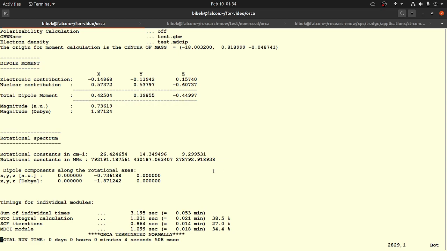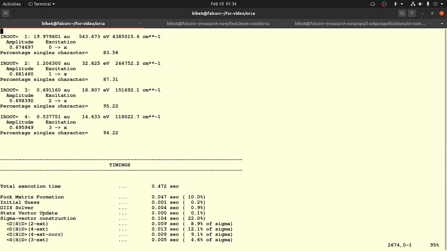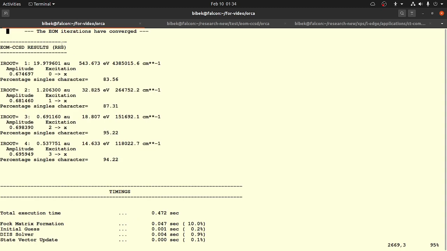Now you can see the calculation is completed. Go to the end of the output file: ORCA terminated normally. I'll not go over the output file in detail. Let's go directly to the position we're interested in, this one, the EOM-CCSD results. We asked for four roots, and you can see root 1, root 2, root 3, root 4. Each of them is an ionization from orbital 0, which is our core, then from 1, 2, and 3. These are the orbital energies. The oxygen 1s is the core level, at 543.673, and these are the other three levels.